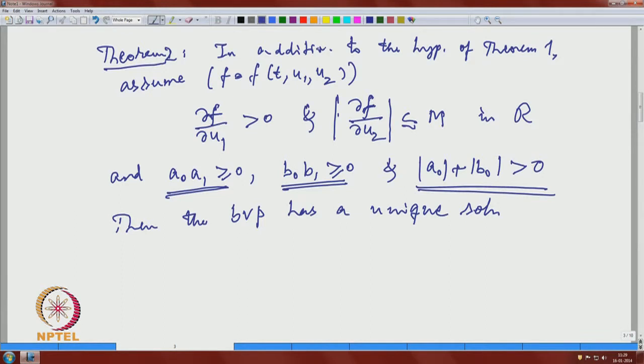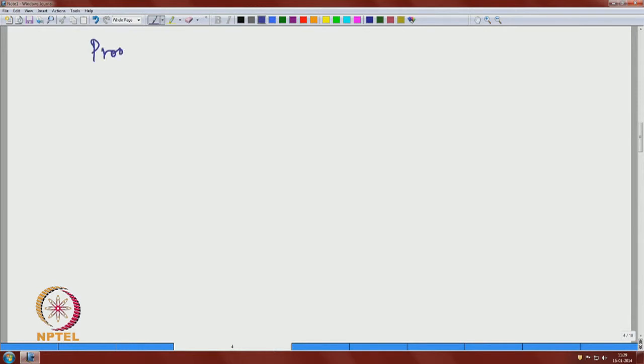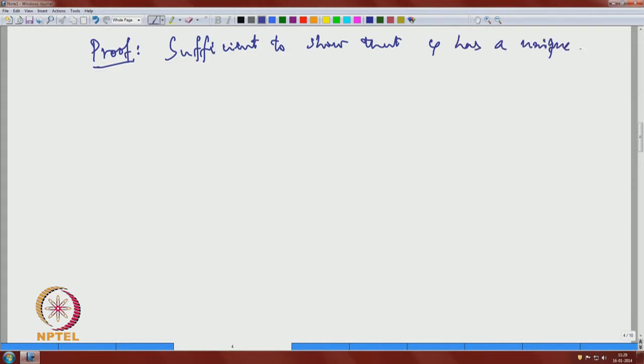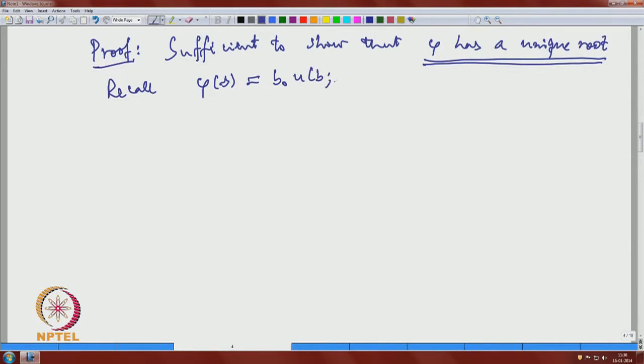So, let me sketch a proof of this. It is really simple and just uses one variable calculus, but is a little technical in detail. So, it is sufficient to show that phi has a unique root. If you recall the conclusion of theorem 1, the BVP will have as many solutions as the roots of phi. So, if we show that phi has a unique root, then the BVP will have a unique solution. Recall this phi of s is B 0 u(b, s) plus B 1 u dot(b, s), and u is the solution of the initial value problem.